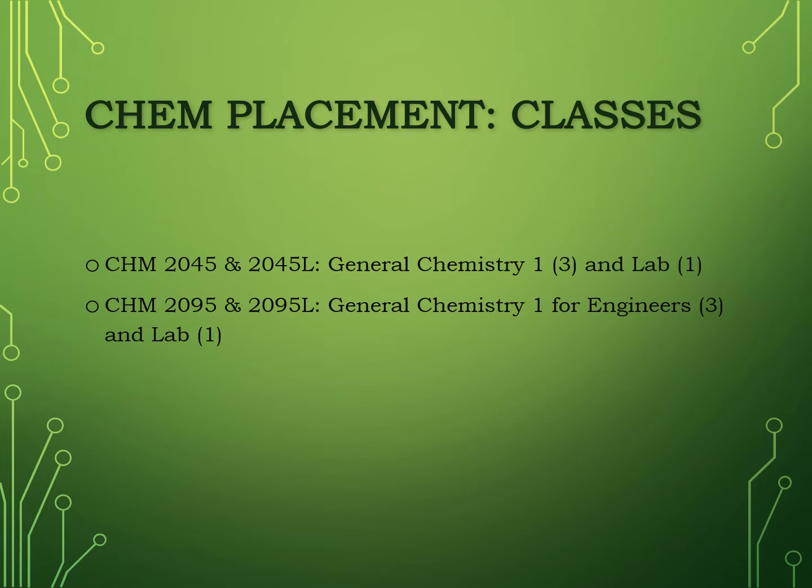That takes us to Chem 2045 in lab, and then Chem 2095 in lab: General Chemistry 1 and General Chemistry 1 for engineers. We're going to talk more about the similarities and differences between the two a little later in the module, but I wanted to bring them up here since they are such a core part of everything about chem placement. Chem 2045 and 2095 are both Gen Chem 1s, as you can see.